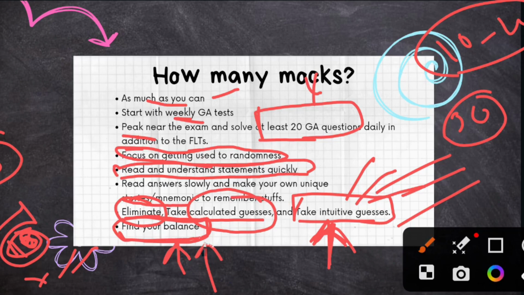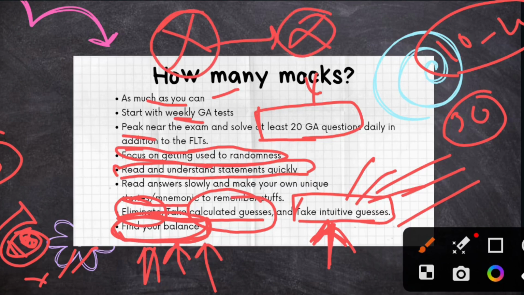Then you have to find your balance, how many questions you want to attempt. This you will be able to find once you are giving a lot of mocks. You are processing the questions quickly, and once you find what is the right number for you, you will see this from your mock scores. And regarding mock scores, if you are reading material of a certain coaching and then you are giving mocks of that coaching, obviously your mock scores would be higher.